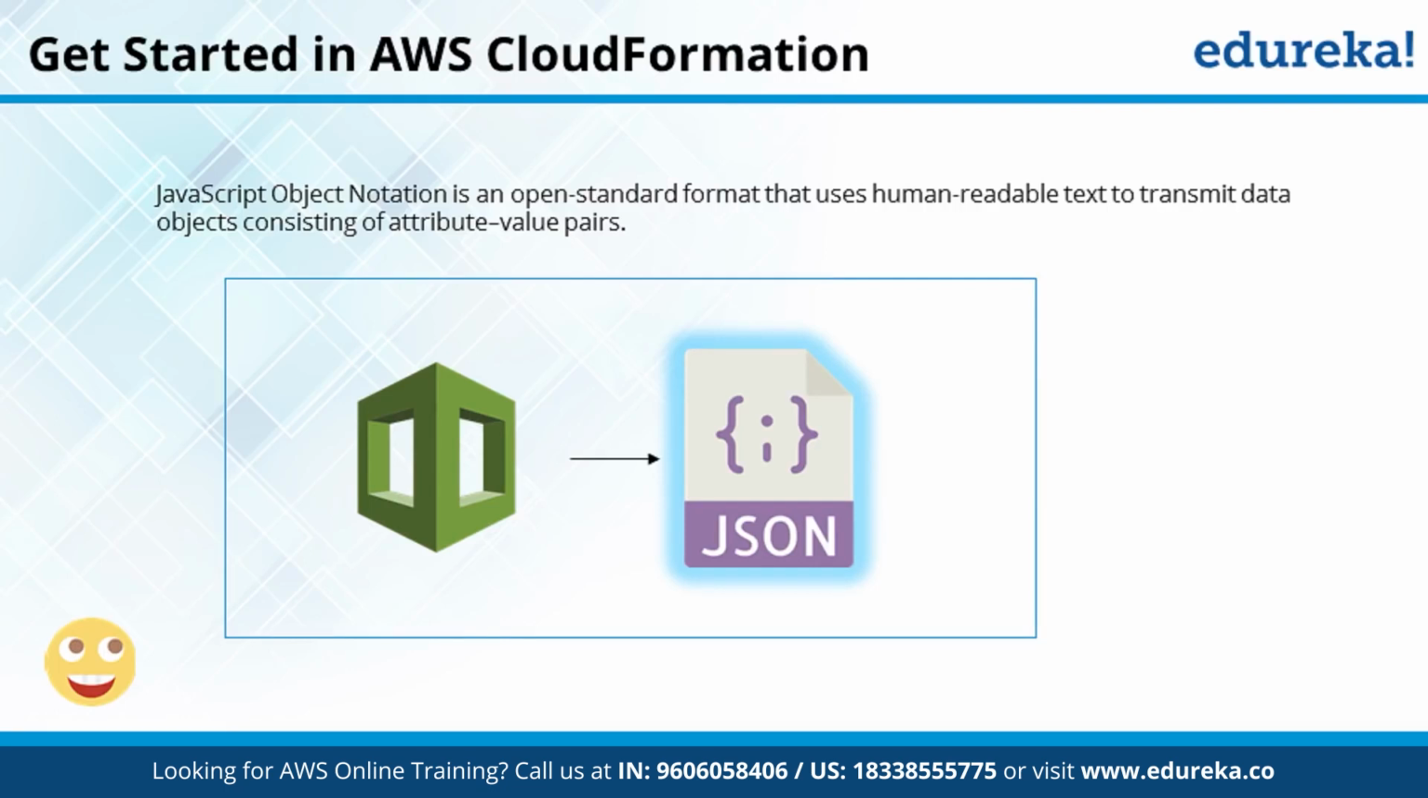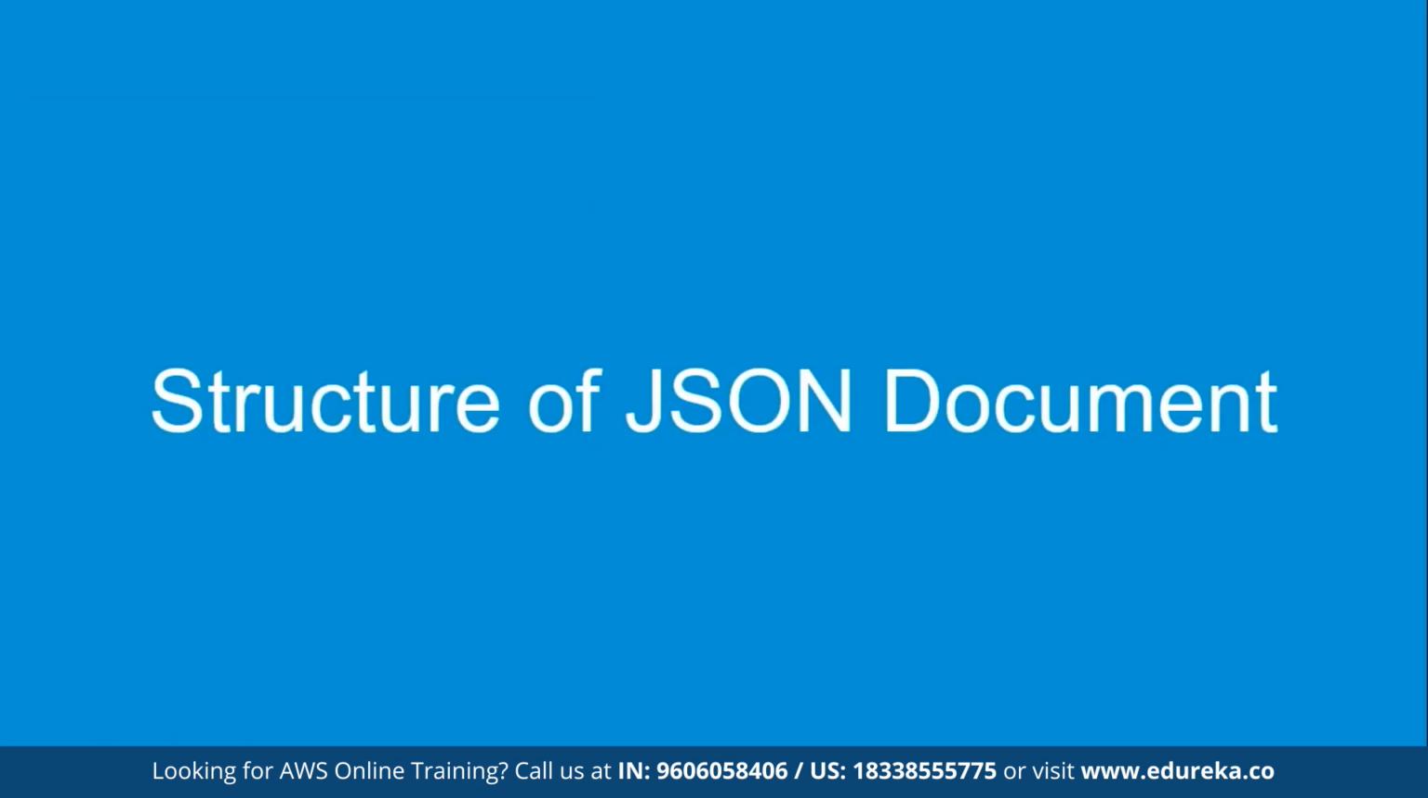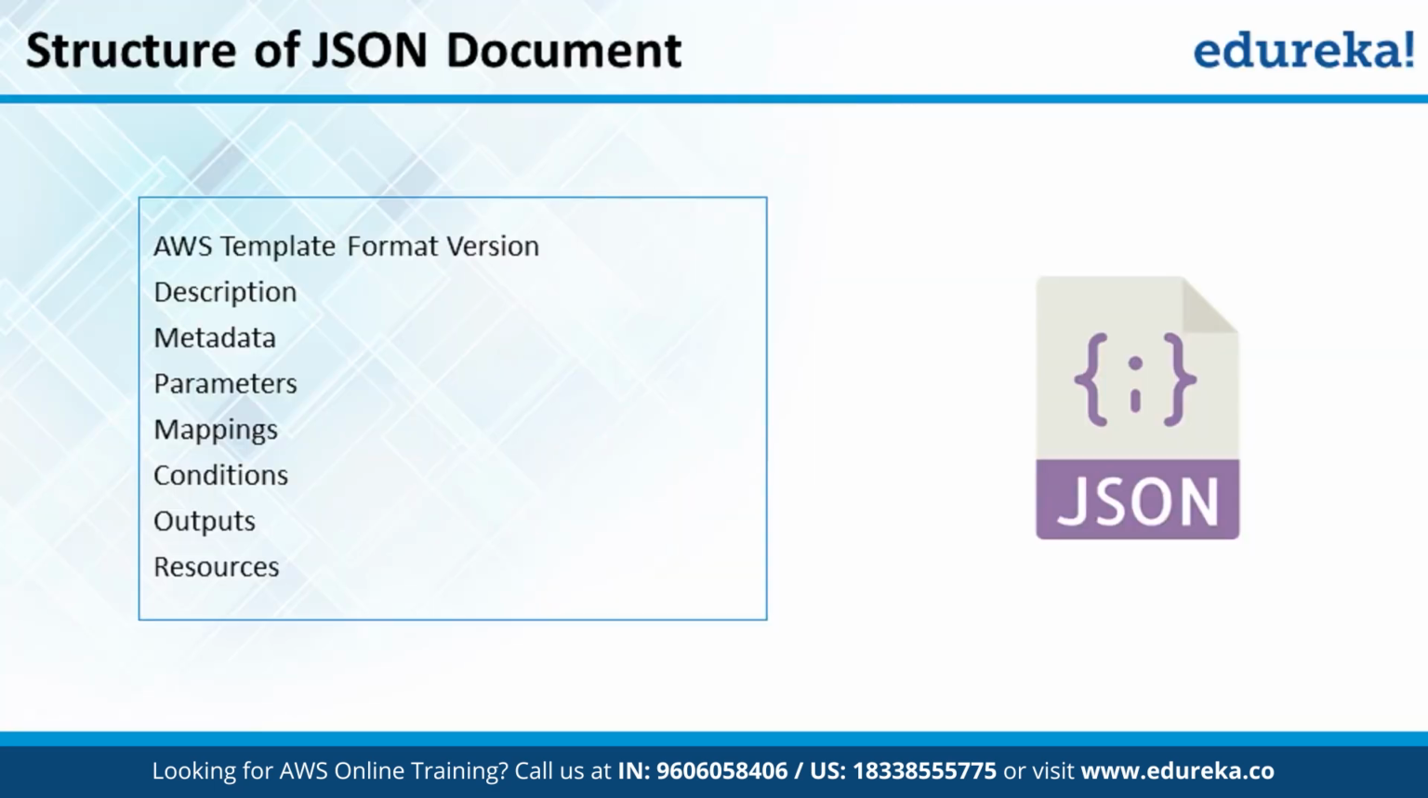So this is how CloudFormation works. This is how you'll be using AWS CloudFormation. But then how can you learn the JSON script? It's very easy. Basically, you have to follow a structure in the JSON document. What is this structure? That structure is like this. You'll be creating the following fields.